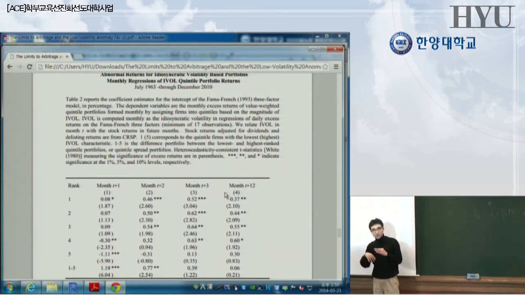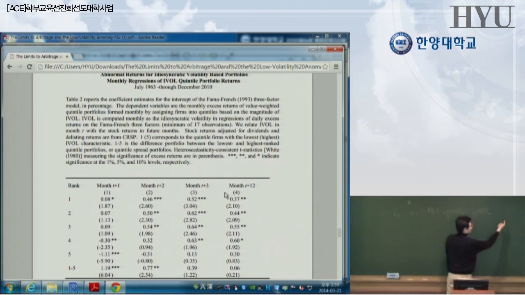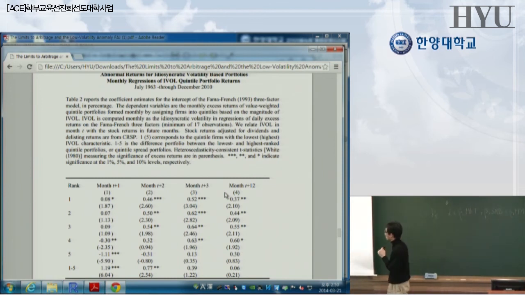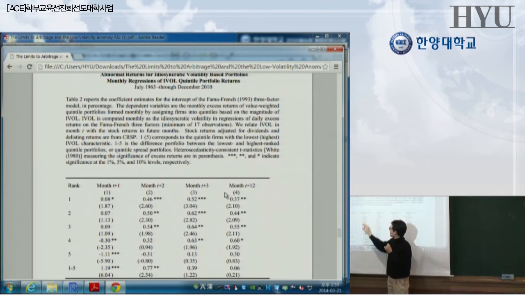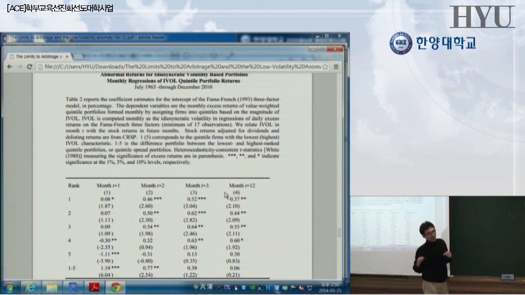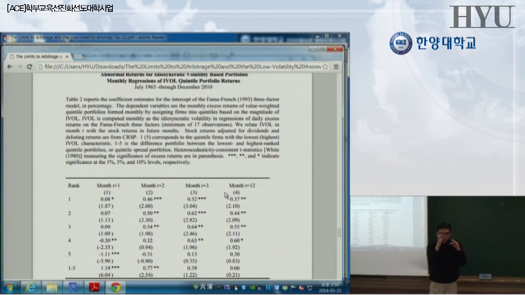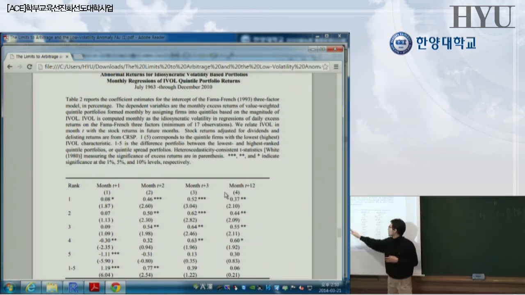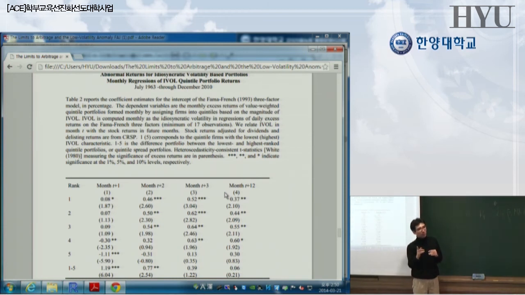Now it is the future. In the past data we calculate this, and then based on sorting, for the next 1 month we run that regression again and calculate alpha. Then from this month to 2 months, without changing portfolio weights, with exactly the same 5 quintiles, we wait and see what's going to happen over the next 2 months, next 3 months, and next 1 year. Basically, we are tracking the long-term performance of each quintile.